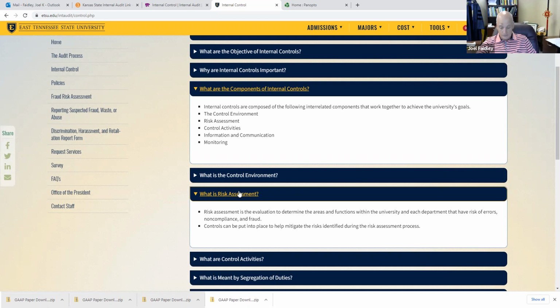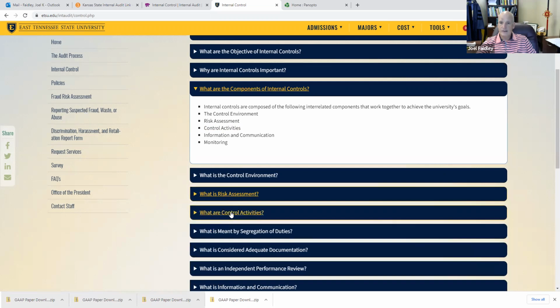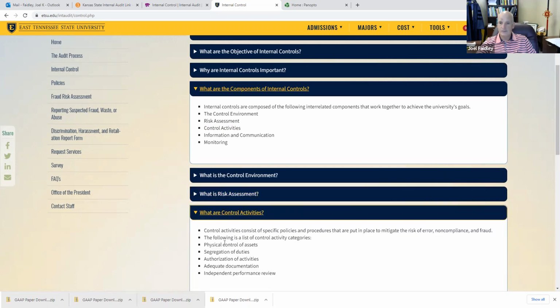The next one here on top of page 4-9 is control activities, which again here at ETSU is right there also in what I'm screen sharing. Control activities, if I click on that one here below, they give you several items there which are listed in the book as well. Not always the same order. One that always jumps out at you is what? Segregation of duties.